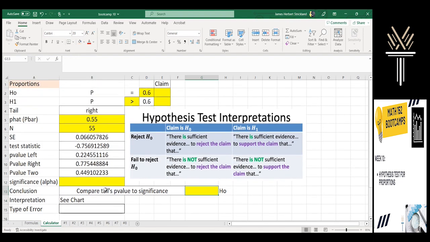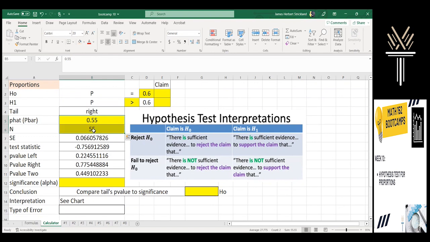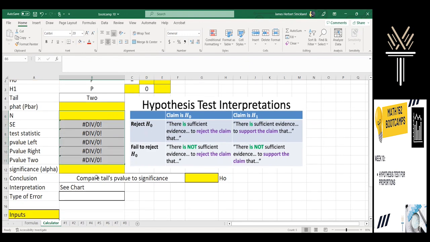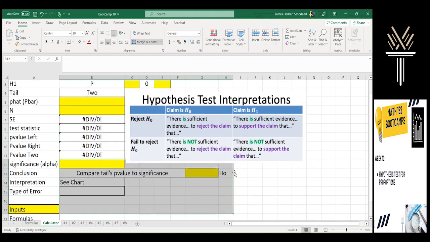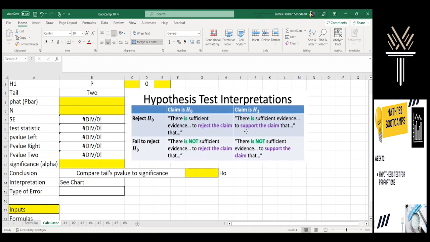Okay, so we now have a calculator built that will do a lot of the heavy lifting for us. It's a matter of interpreting. Remember, the first thing we're going to figure out is our claim. Then we'll figure out what kind of test to look for. And then we can worry about our conclusion. And this here will help us with the interpretation.